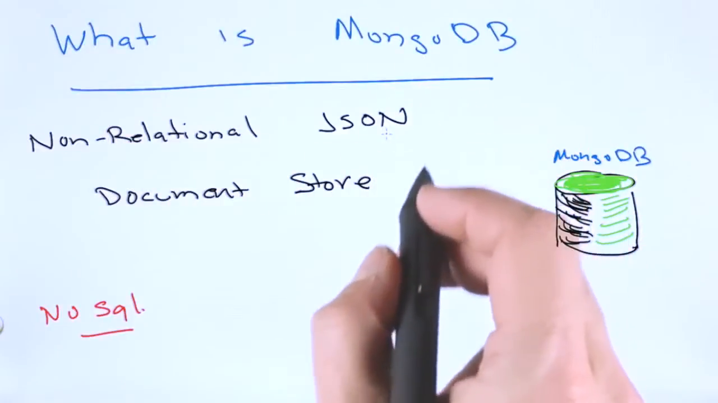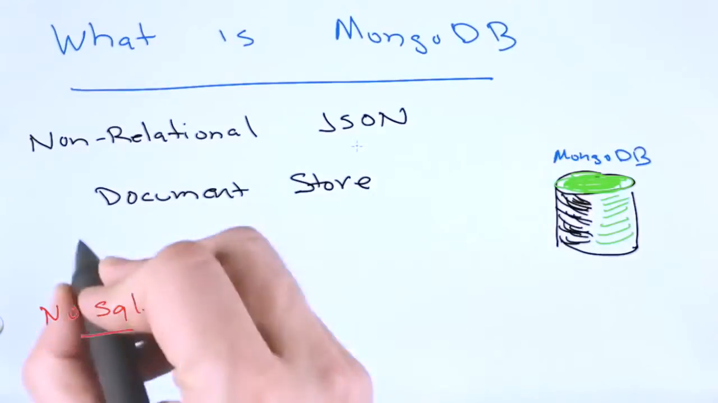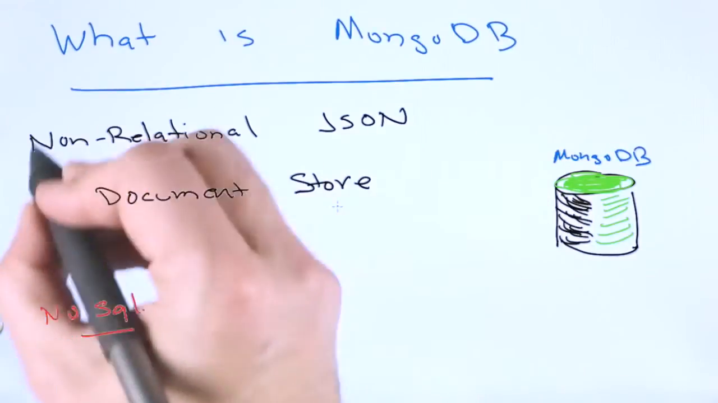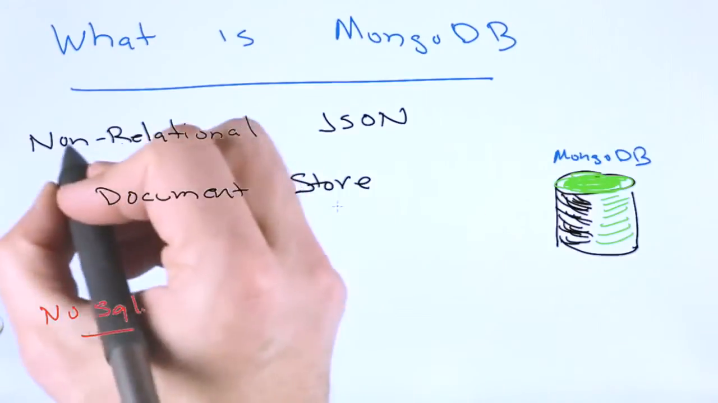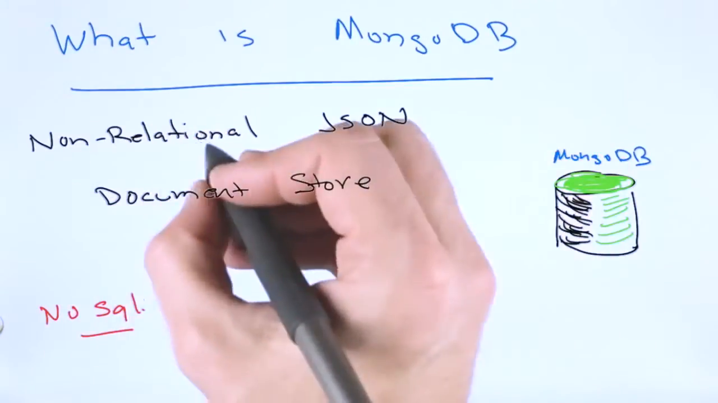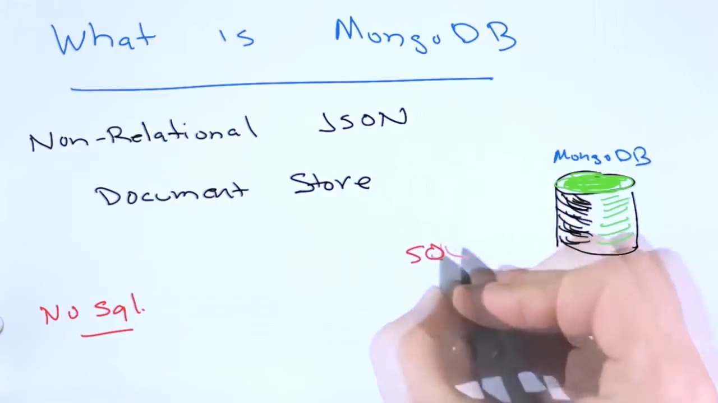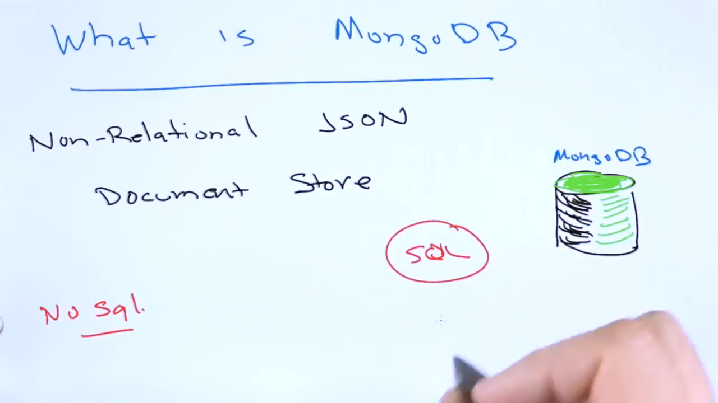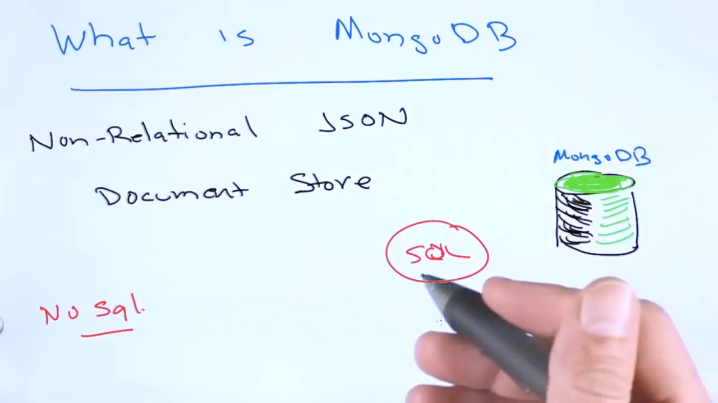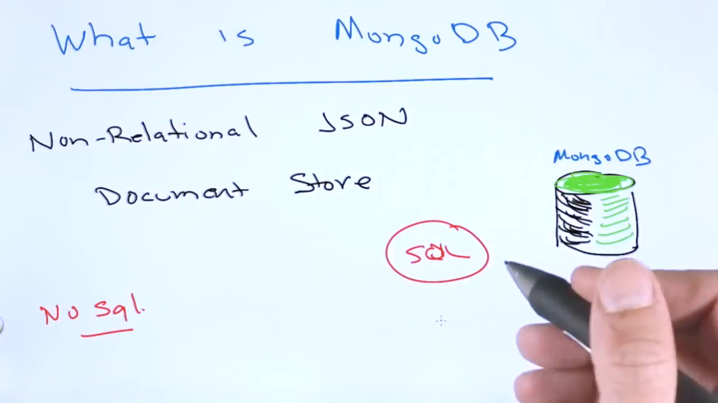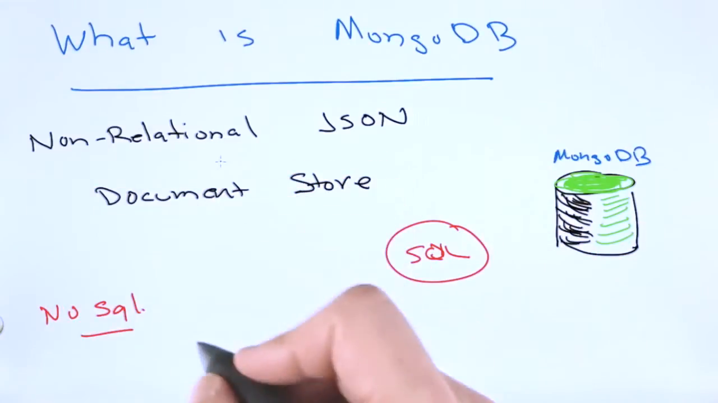What is MongoDB? At the highest level, MongoDB is a non-relational JSON document store. And we'll pull apart each of these terms to explain what MongoDB is. First, it's non-relational. And by non-relational, we mean that it doesn't support the relational algebra that's most often expressed as SQL. So, for instance, if you're familiar with Oracle or MySQL or SQL Server, you know that they support a relational algebra between the tables, and MongoDB does not support that.